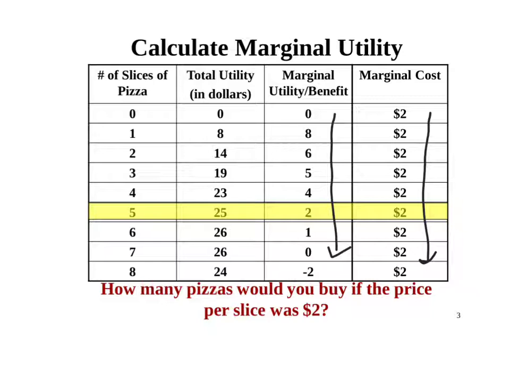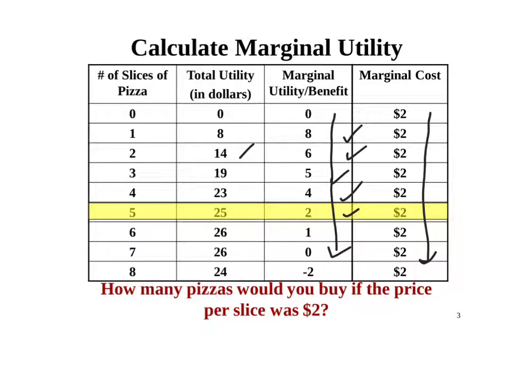So am I going to consume the first slice of pizza? The first slice of pizza costs me $2, but I get 8 utils from it. I'm going to consume it. Will I consume the second slice of pizza? Yes, because I get 6 additional utils, bringing my total utility to 14, and the price is only $2. I will do the same with the third and with the fourth, because in every one of these cases, that additional piece of pizza is giving me greater marginal utility than it is costing me per slice of pizza.